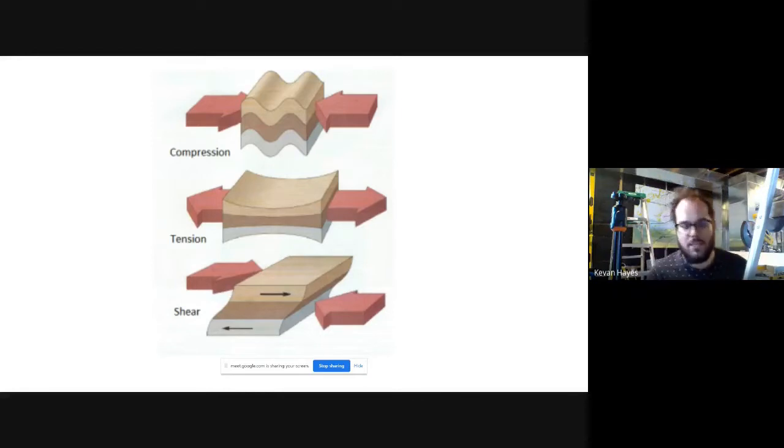And you last saw these in our Planet Earth unit because these are the same forces that affect the crust of our planet. Compression happens at converging plate boundaries, tension happens at diverging plate boundaries, and shear happens at transform plate boundaries where there are lots of earthquakes. So these are not uncommon words for you.